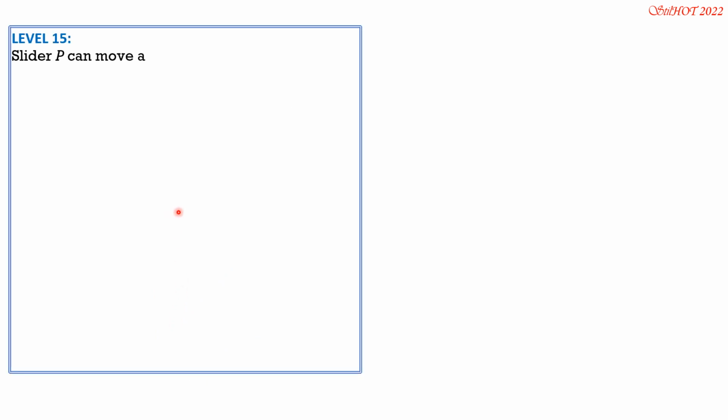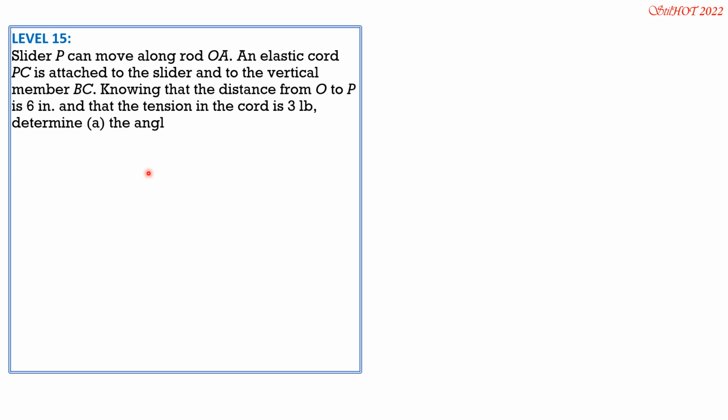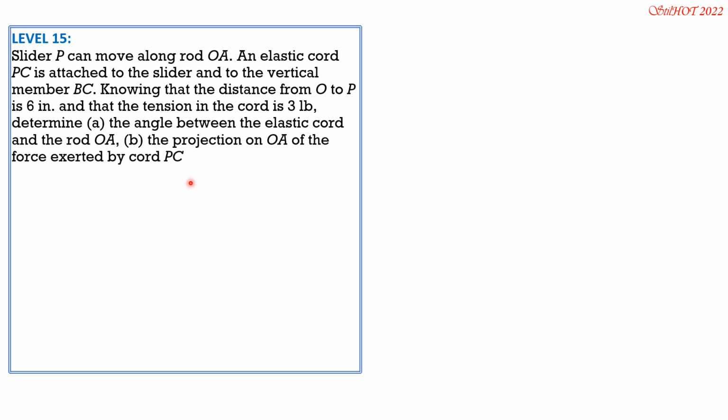Level 15, slider P can move along rod OA. An elastic cord PC is attached to the slider and to the vertical member BC. Knowing that the distance from O to P is 6 inches and that the tension in the cord is 3 pounds, determine the angle between the elastic cord and the rod OA, the projection on OA of the force exerted by cord PC at point P.